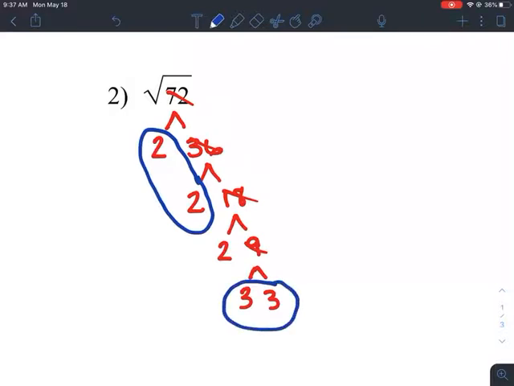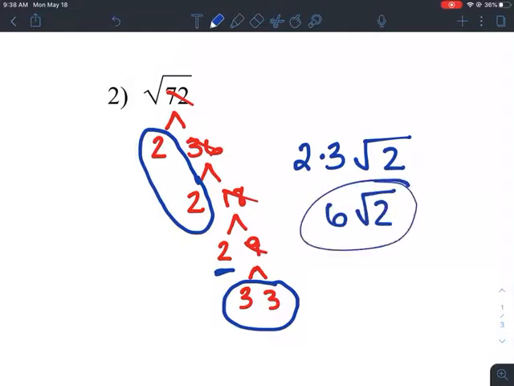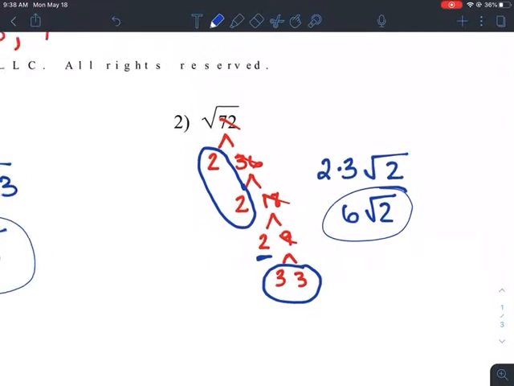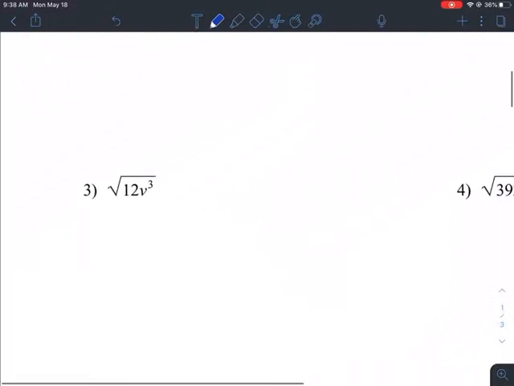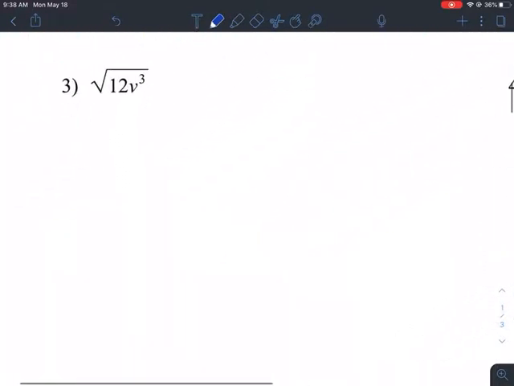Because I have a pair of 2s, I write that on the outside, and I have a pair of 3s, so I write that on the outside. And I have 1 2 left over, so that goes on the inside. So I'm going to multiply the numbers on the outside together. My 2 just stays the same. All right. So the only difference here is that I have a variable.